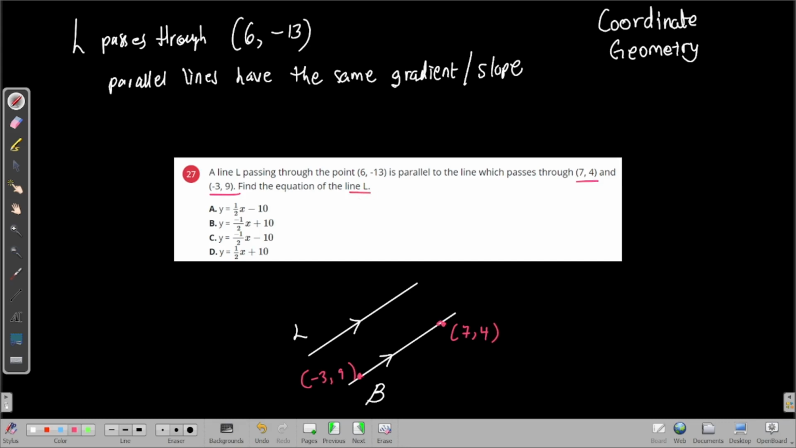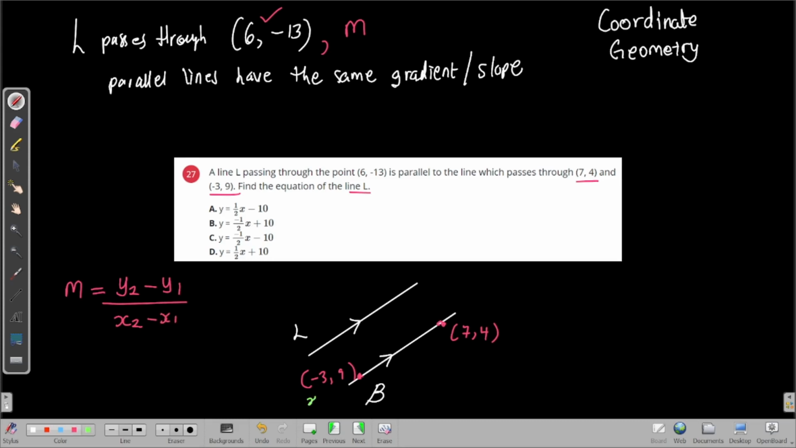In order for us to find the equation of line L, we need the gradient, which is m, and we need a particular point. So we already have a point that L passes through. We need to know the gradient of L, but we're not given the gradient of L, so we need to calculate it. How do we calculate it? Well, we know that this second line and L will have the same gradient because they are parallel. So if you know the gradient of that second line, you can find the gradient of L.